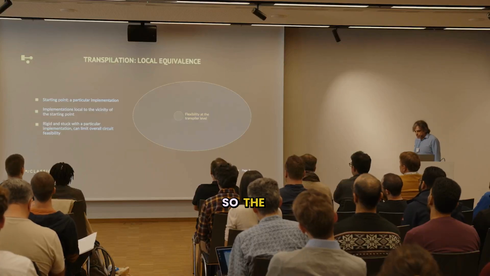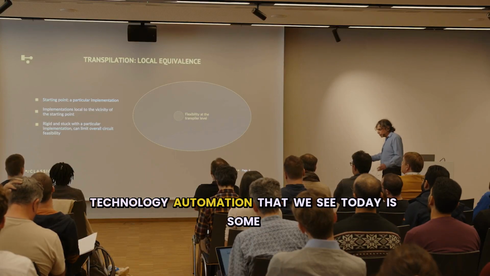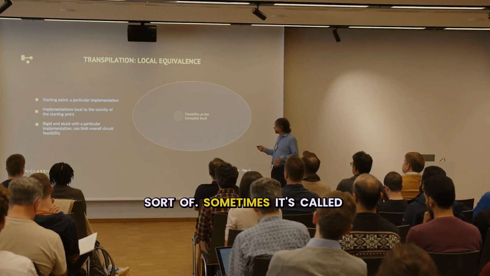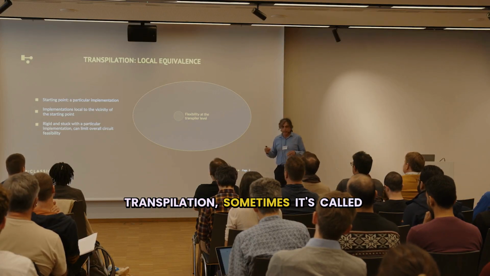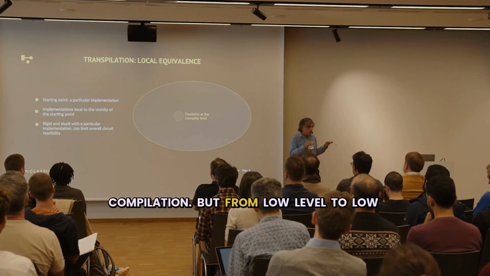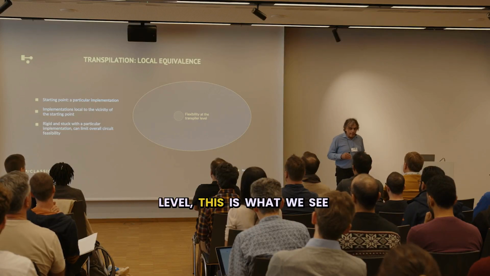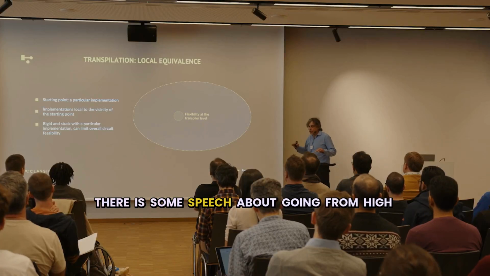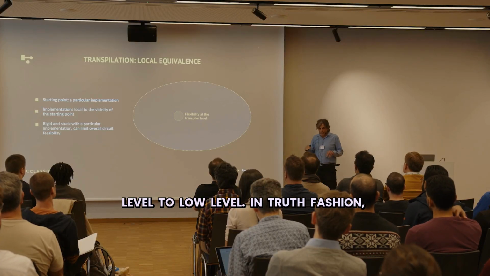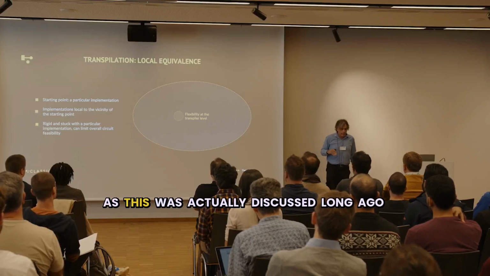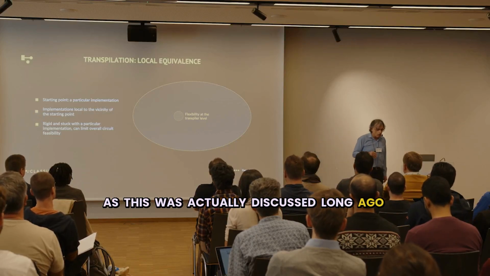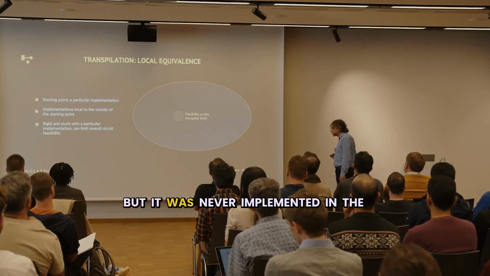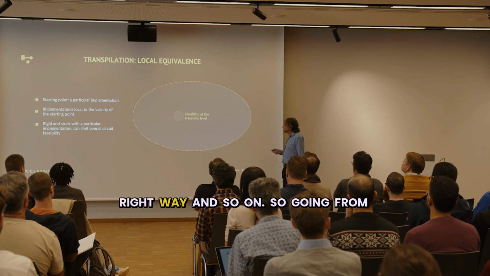The technology or automation that we see today is sometimes called transpilation, sometimes compilation, but from low level to low level. This is what we see today across the board. There is some talk about going from high level to low level in true fashion, as this was actually discussed long ago in the quantum arena. Q-Sharp had this agenda, but it was never implemented in the right way.